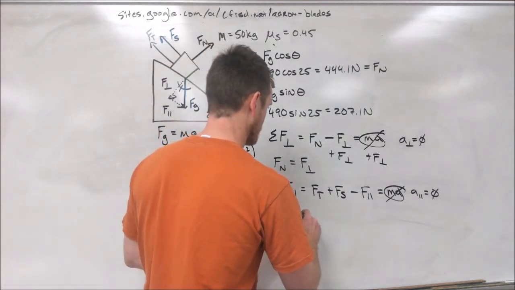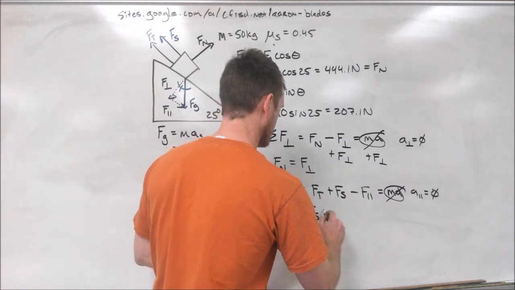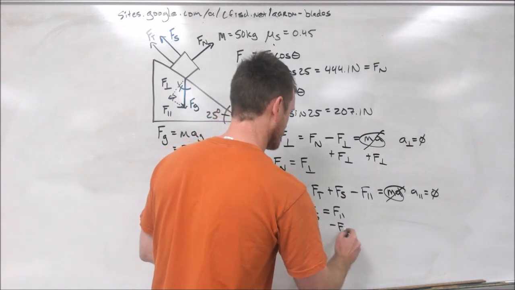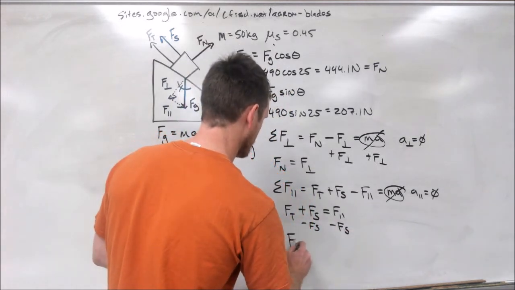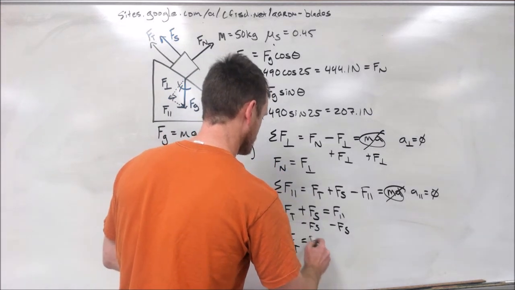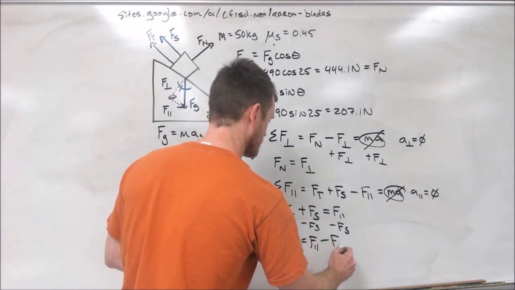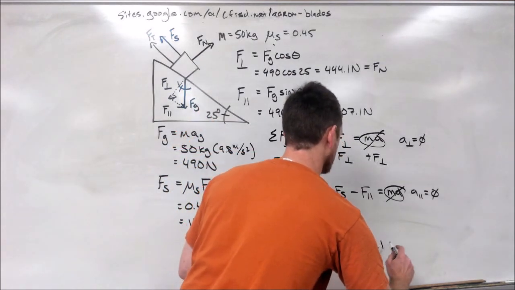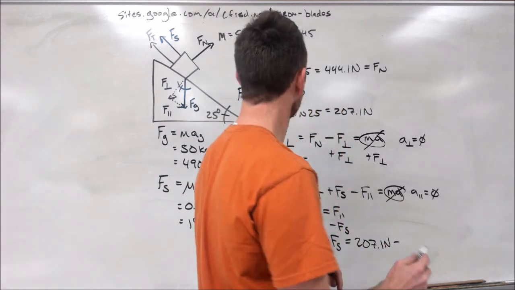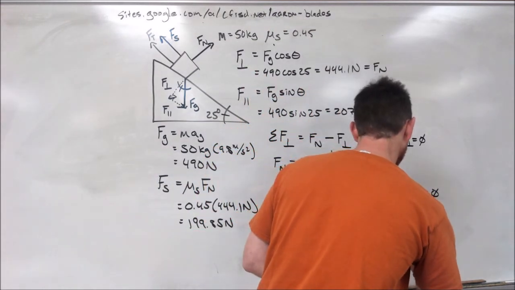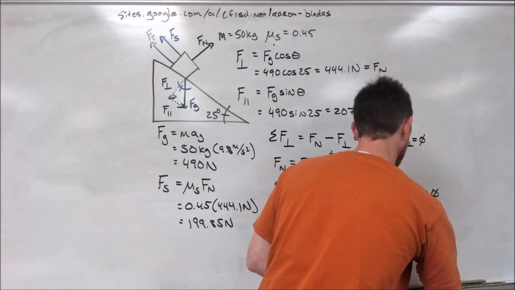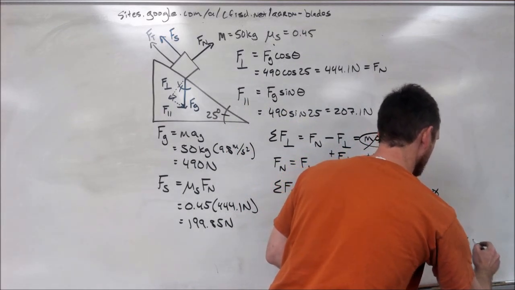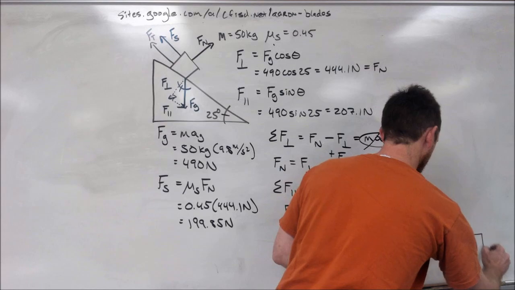Now we can go ahead and rearrange this equation a little bit, and we end up with Ft plus Fs equals force parallel. And if we subtract Fs from both sides, we can calculate our tension force is equal to our force parallel minus our friction force. If we plug in our numbers, we get 207.1 minus 199.85. We punch that into our calculator, we can see that it is equal to 7.26 newtons as soon as I get out of the way.